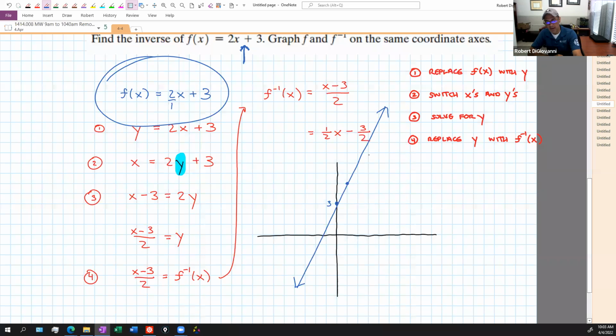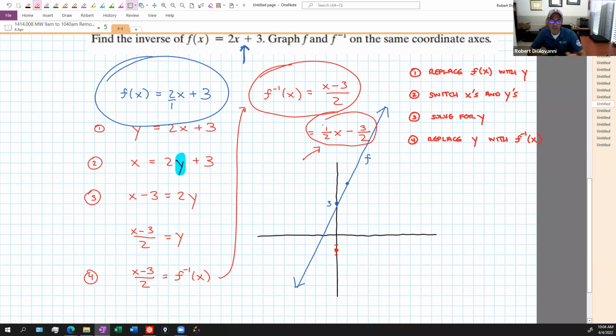Okay, this is F. Now I'm going to attempt to draw the inverse. Well, actually, I'm going to draw this one right here. The y-intercept of that one is -3/2 or -1.5. So I'm going to go down -1. Here's -2. So -1.5 is here.